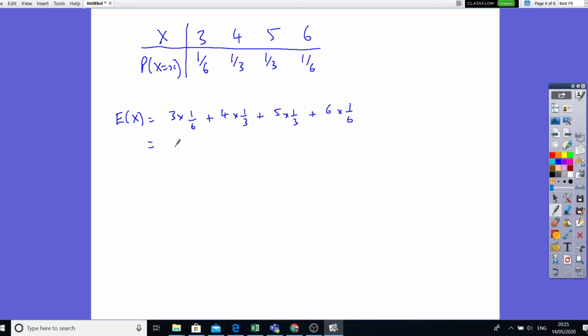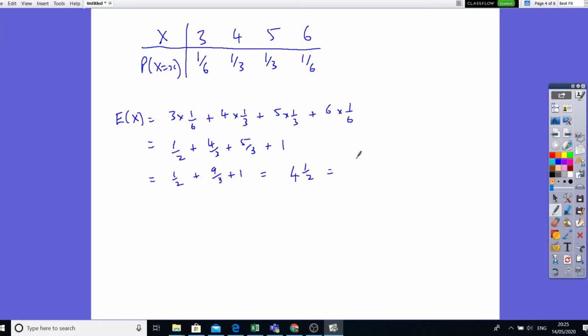I'm just going to quickly say that's the same as a half, and that's the same as 4 over 3, and that's the same as 5 over 3, and that's the same as 1. So that's the same as 9 out of 3. 9 over 3 is just 3. So that's going to be 3 plus 1 is 4, so that's going to be 4 and a half.